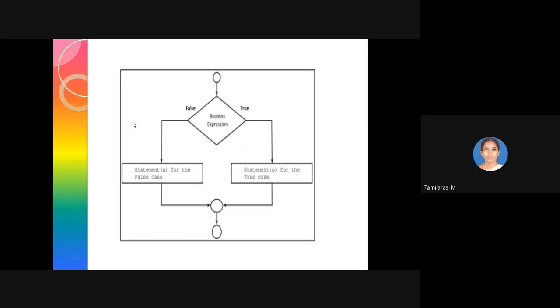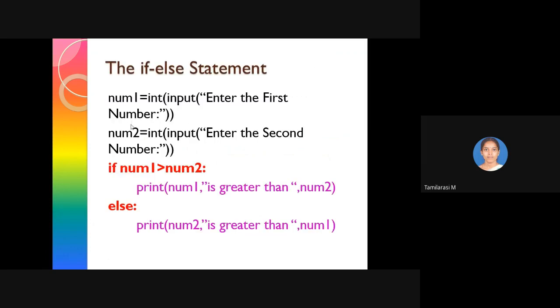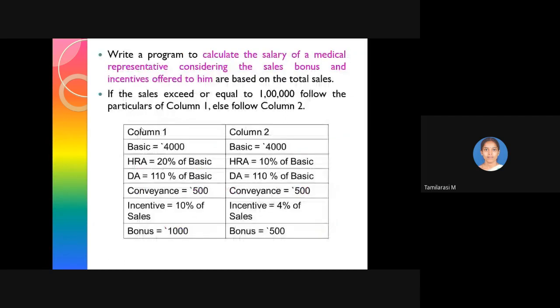In if else, if the condition is true, one set of statements will be executed. If the condition is false, then another set of statements will be executed. Look at this, the same thing. We are getting two inputs from the user, num1 and num2. If num1 is greater than num2, the message displayed is number 1 is greater than number 2. In case the condition is false, then number 2 is greater than number 1.